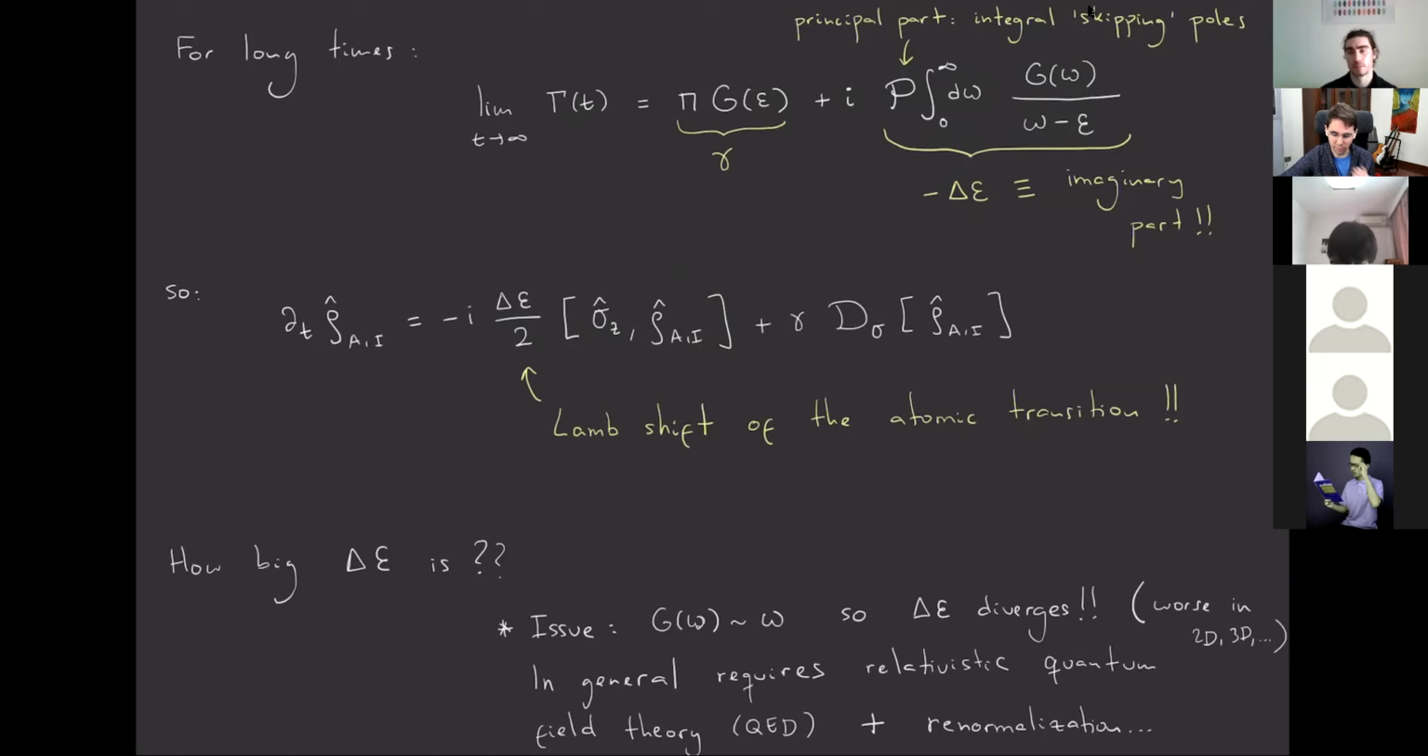In fact, this lamp shift is so important that one of the main pieces of evidence that quantum electrodynamics was correct is that once renormalized, the lamp shift that it predicted was exactly the lamp shift that was observed in the laboratory. Because, and that's what we are going to see now, this lamp shift is small compared to the atomic transition, but it's still large enough that you can measure it in the lab.